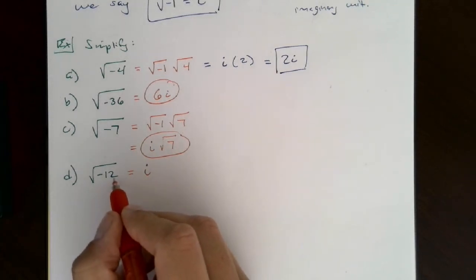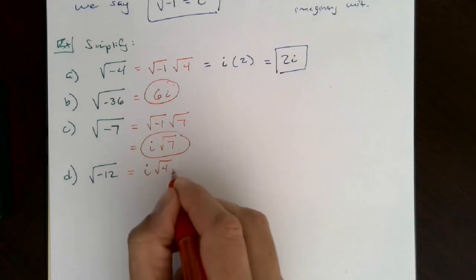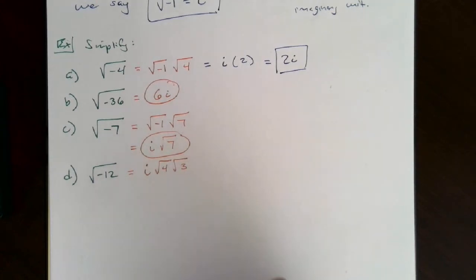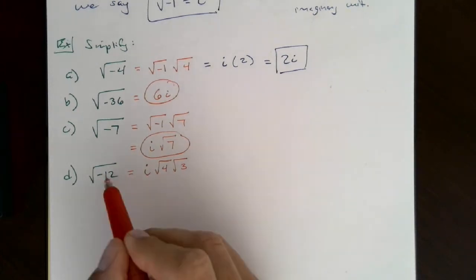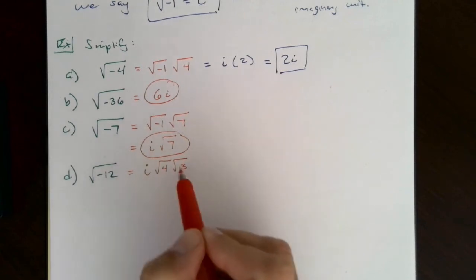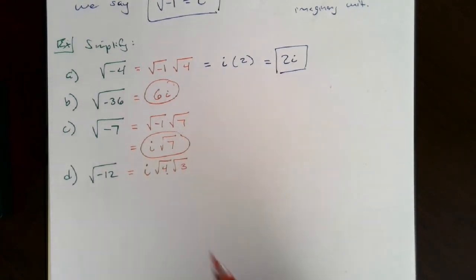Well, is 12 a perfect square? No. Does it have any perfect square factors? Well, yes, it does, right? The square root of 12 can be written as the square root of 4, a perfect square, times the non-perfect piece, the square root of 3. So i, because we had a negative, so the square root of a negative always has a factor of i. And then 12, the perfect times non-perfect piece, the highest perfect square factor for 12 is 4 times 3.